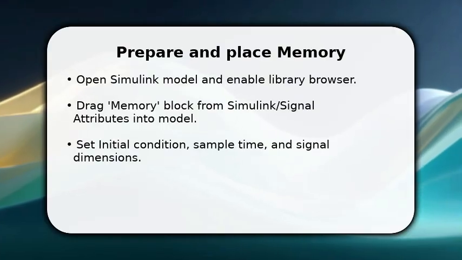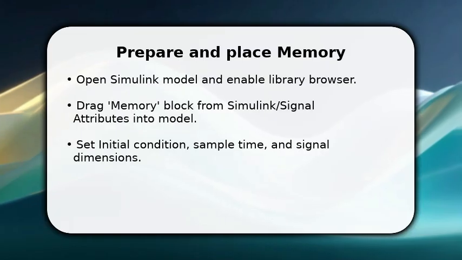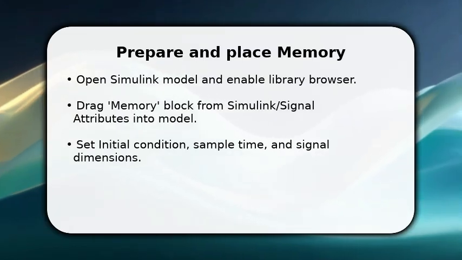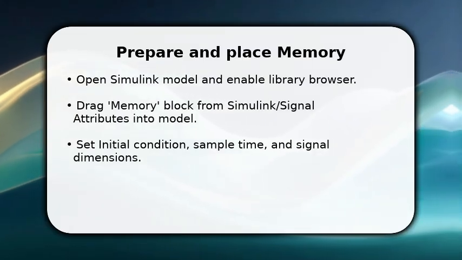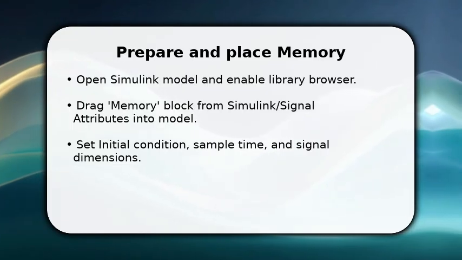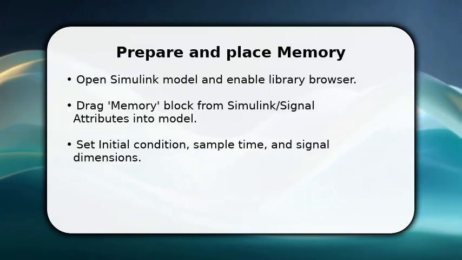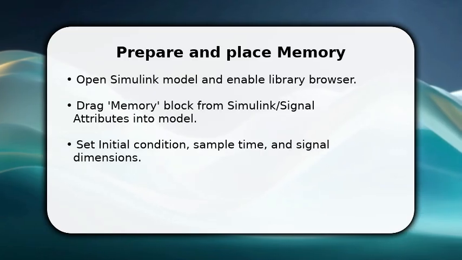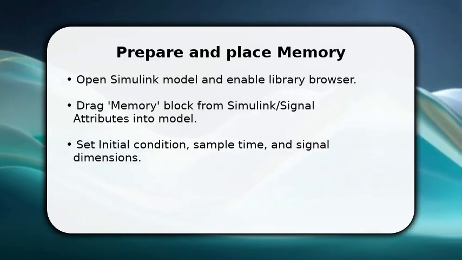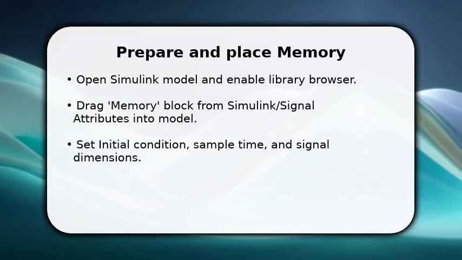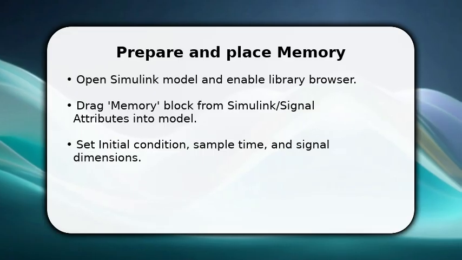You begin by preparing the model and placing the memory block. Open your Simulink model, then use the library browser to drag the memory block into your diagram. Once placed, double-click to set the initial condition to a known value and specify sample time and signal dimensions so downstream blocks read predictable data.